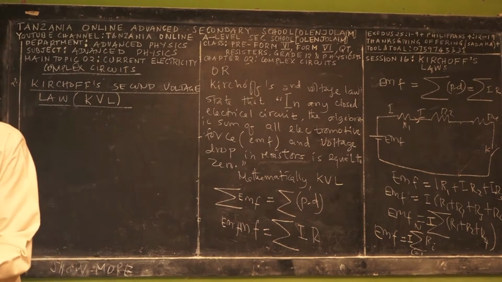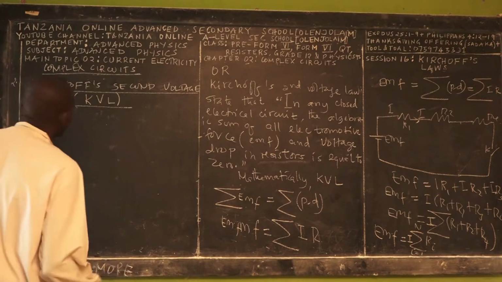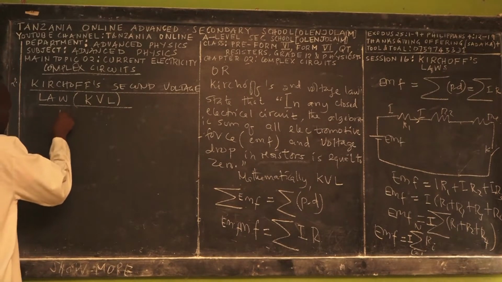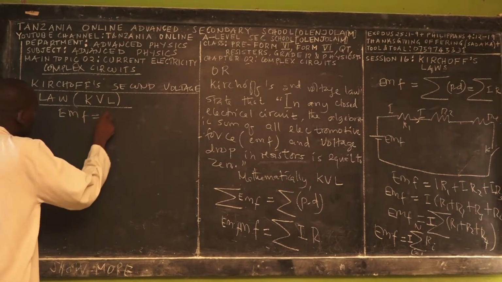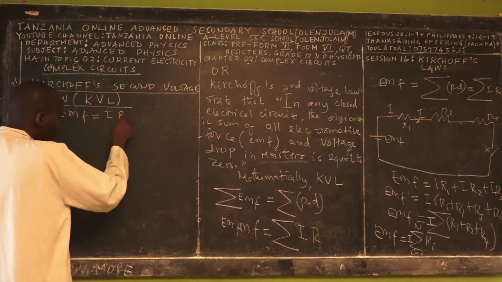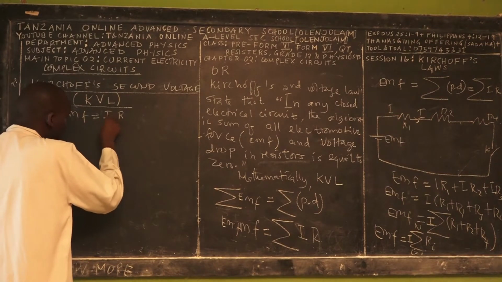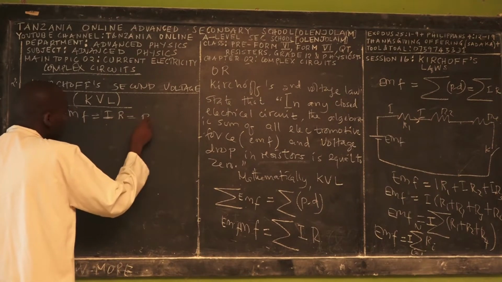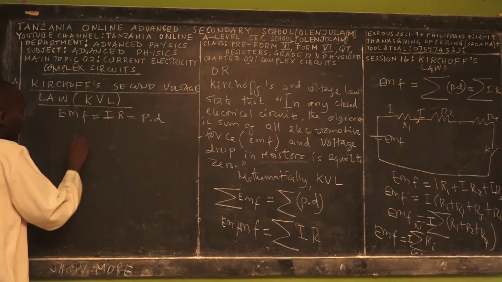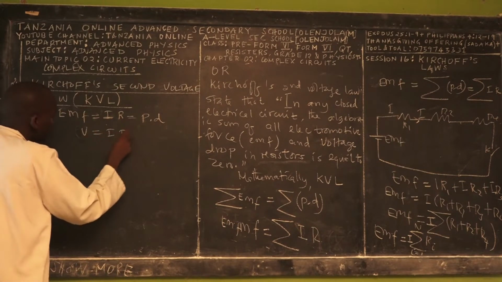Okay, so for that case, we'd like to say that from this formula, the electromotive force is equal to the current times the resistance. This electromotive force means we call it potential difference. This is equal to PD. Okay, so PD means potential difference, which is voltage, is equal to current times what?